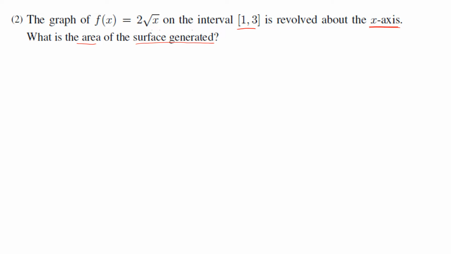So this is what the situation looks like. You really don't need this information, but I'm just doing it for clarification. So you have this curve, this is the square root of x, and then you rotate about the x-axis. So it's going to jump to the other side, and it's going to create a surface.